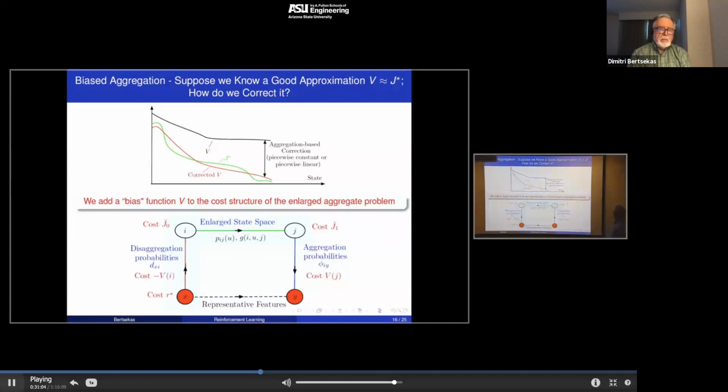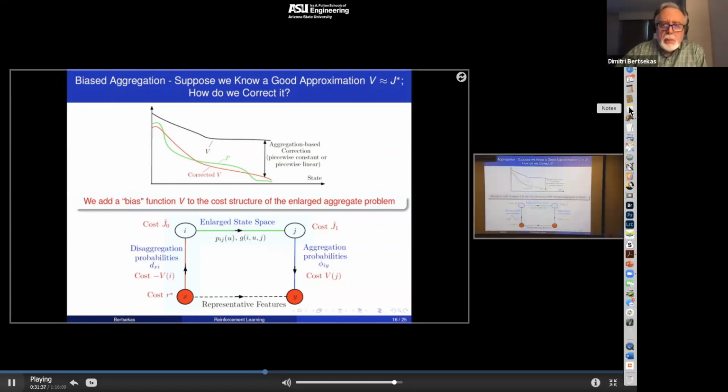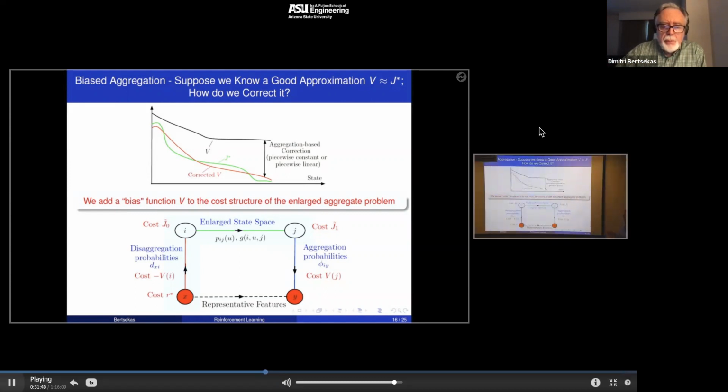And how do you do this? You can do it very simply, actually, by modifying the cost structure of the aggregate problem to add this V in the up transitions and this V in the down transitions. With this trick, the structure is modified so that J tilde gives you V plus the interpolated R star. This is easy to see, but you need to write it down to convince yourself that I've done the right things here. I have added and subtracted the proper amounts.